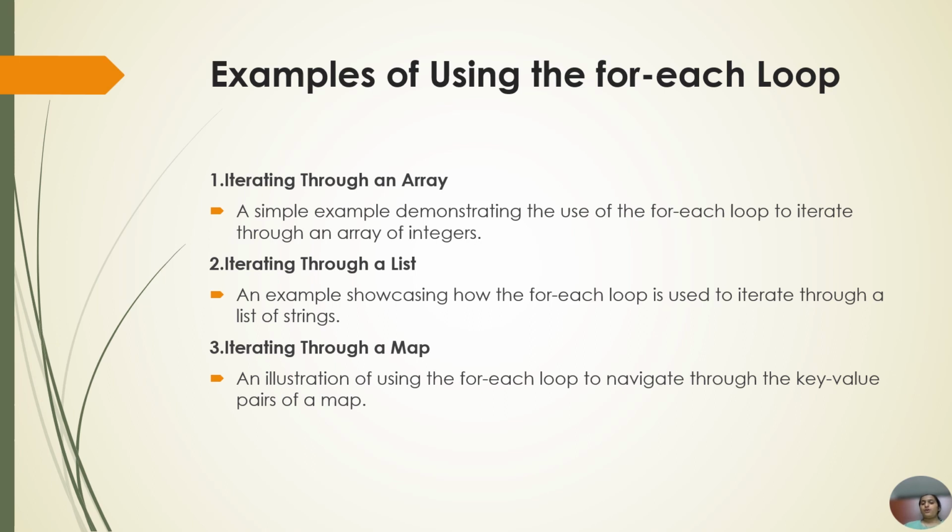Examples of using the for each loop: iterating through an array, iterating through a list, and iterating through a map. Iterating through an array is a simple example demonstrating the use of the for each loop to iterate through an array of integers. Iterating through a list, the example showcasing how the for each loop is used to iterate through a list of strings. Iterating through a map, an illustration of using the for each loop to navigate through keys and values of a map.